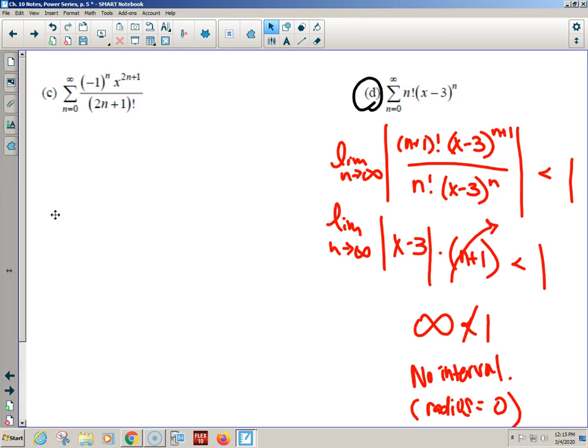As you guys are playing with the next one, where's this one centered around? It's a Maclaurin series. Yeah, centered around 0, right? Because it's x minus 0.